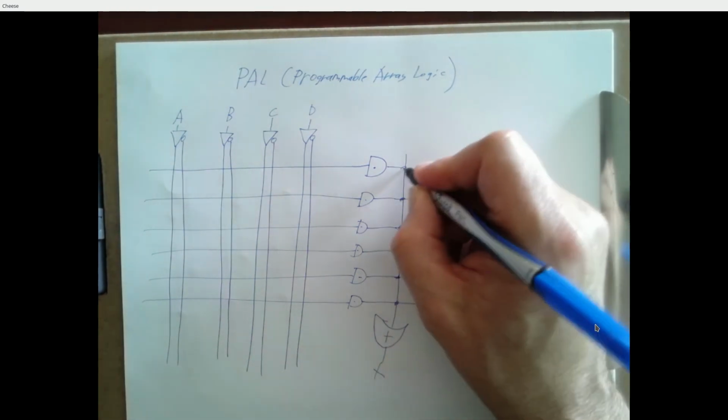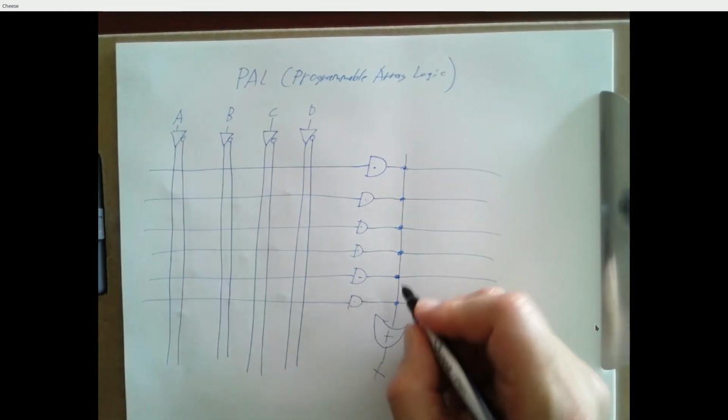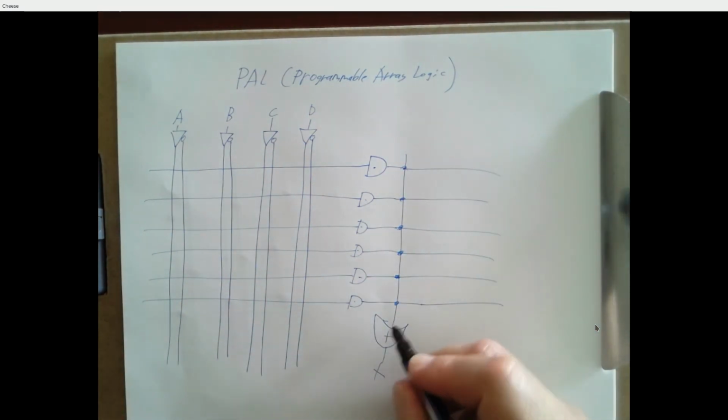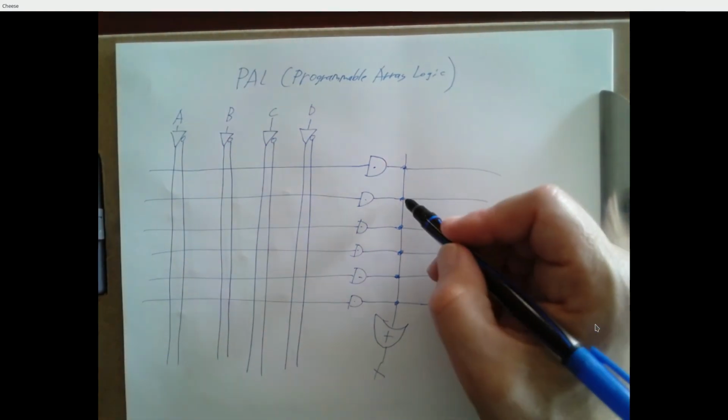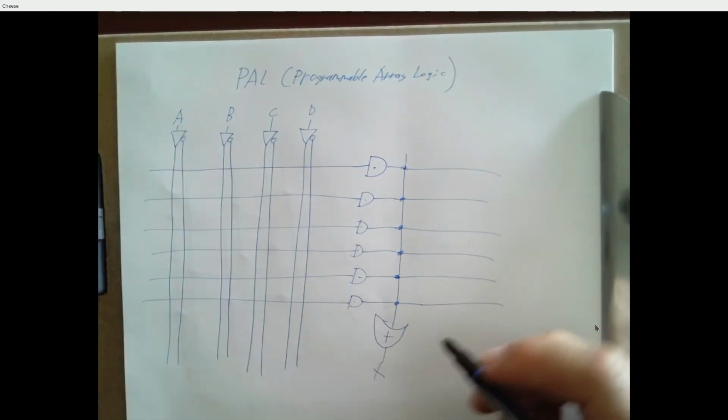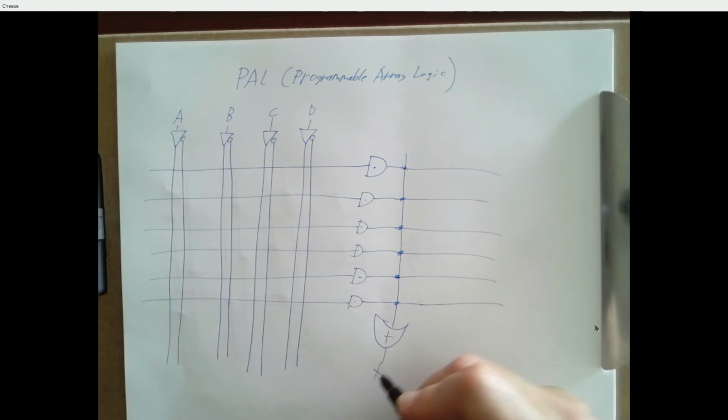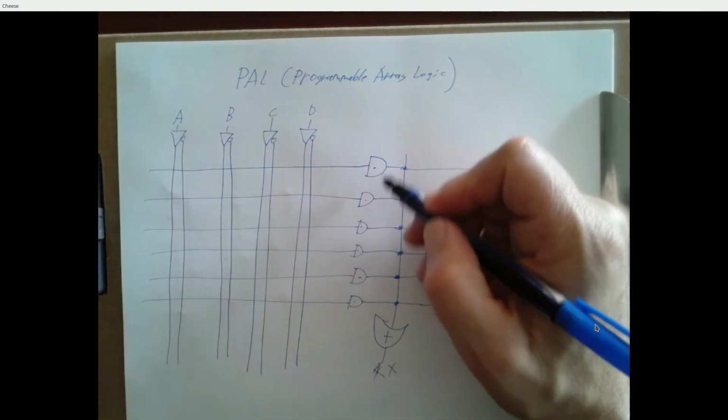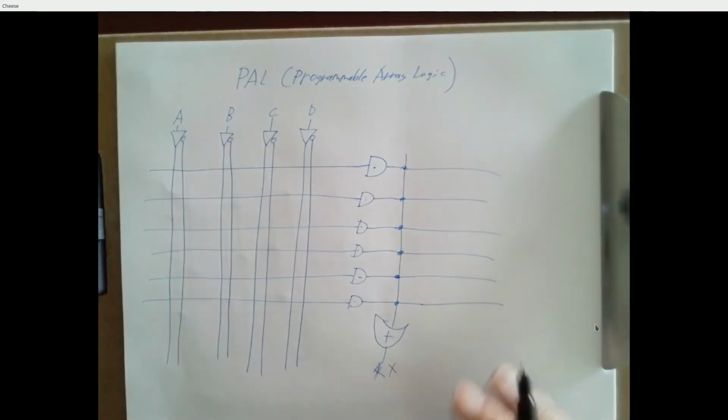And instead of drawing 6 lines from here into an OR gate, I'm just going to draw 1 line, and we understand that's actually 6 lines. So each of these are going into one of 6 inputs on this OR gate. So this output X is this ORed with this, ORed with this, right? And it saves me from having to make the OR gate symbol like that.